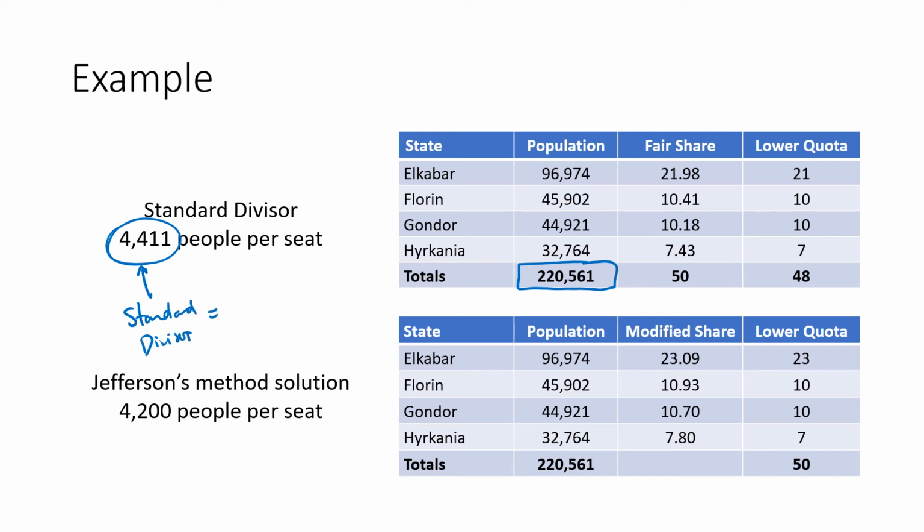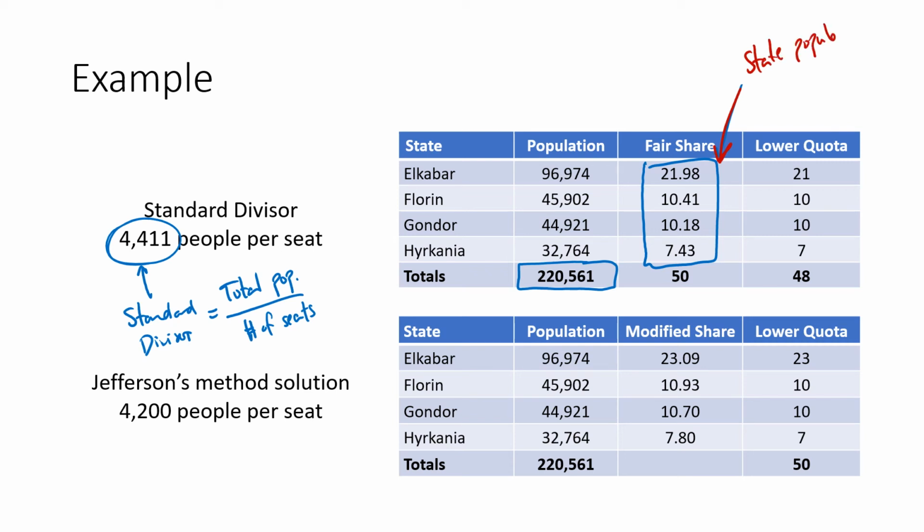And that is the total population of the entire country divided by the number of seats. And when you work that out, you get 4411. And then to get these fair shares, where are these numbers coming from? This is the state's population divided by that standard divisor. And then the lower quotas are all of those numbers rounded down.